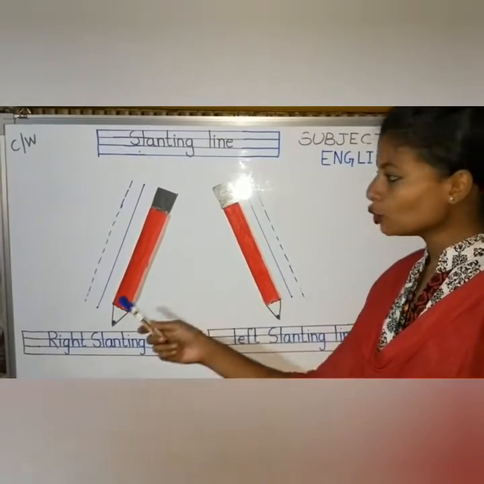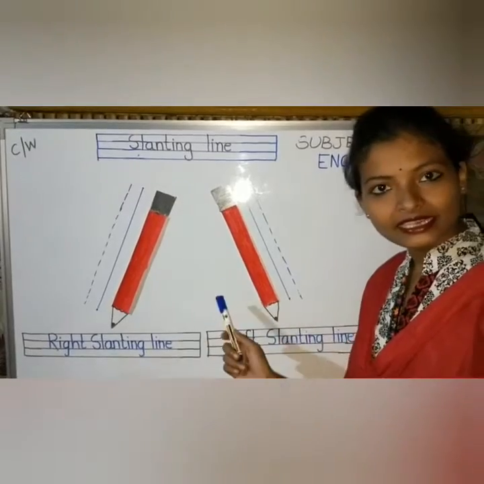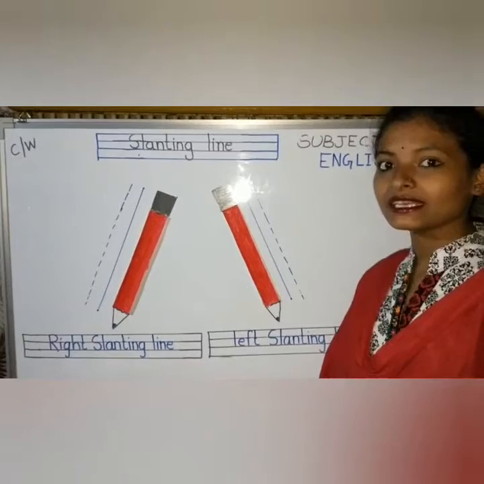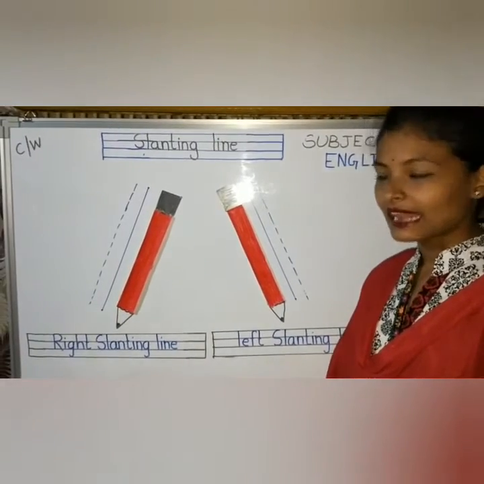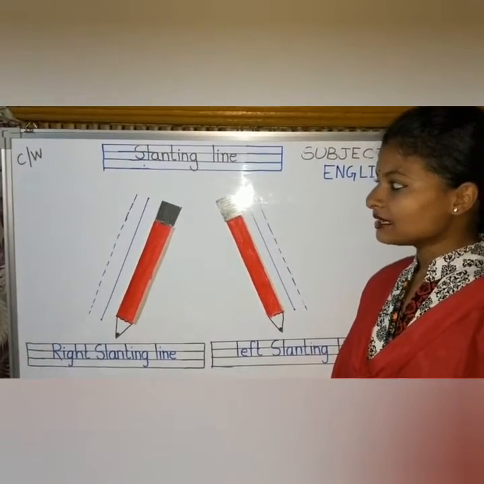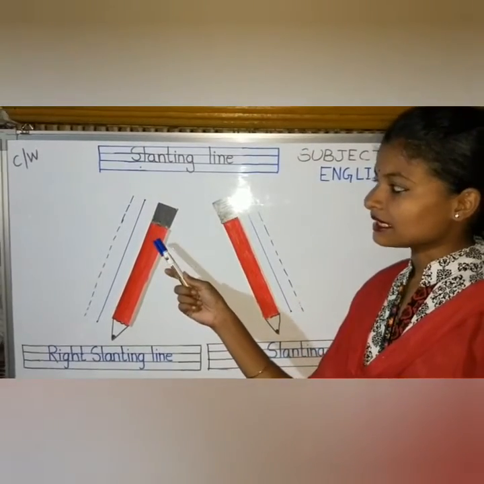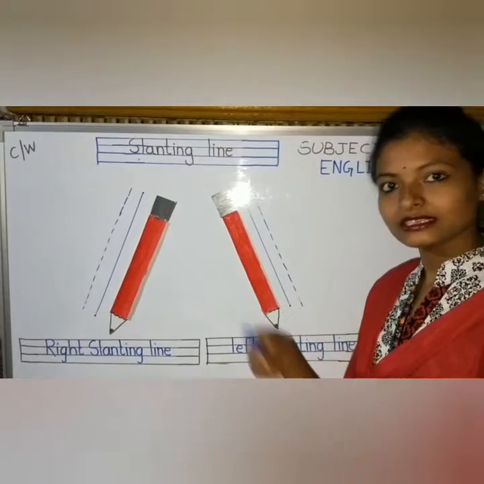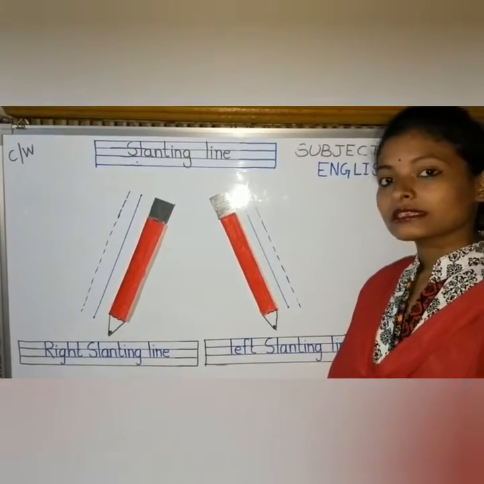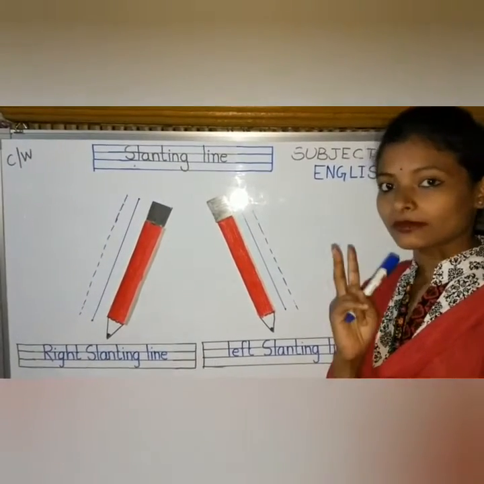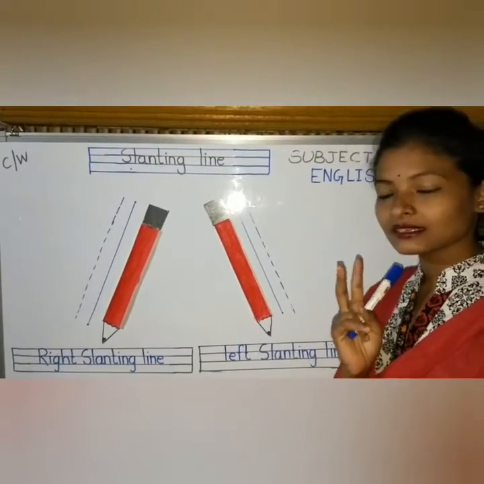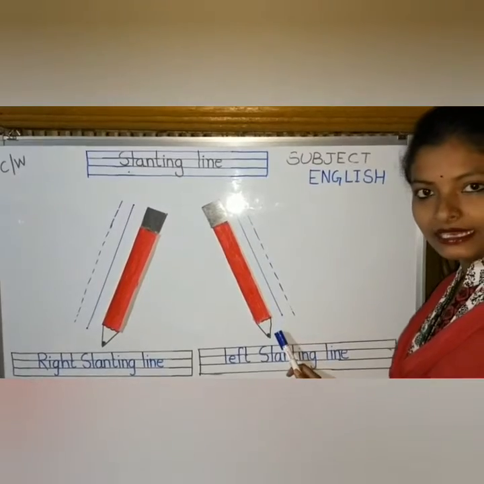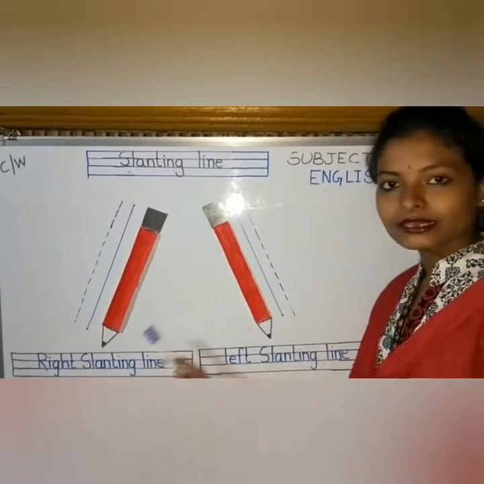These are two pencils. What are these children? These are two pencils. Now, what is a slanting line? A line which is bent towards either right or left. Okay children? Now, slanting lines are of two types. One is right slanting line, another is left slanting line. Right, left.